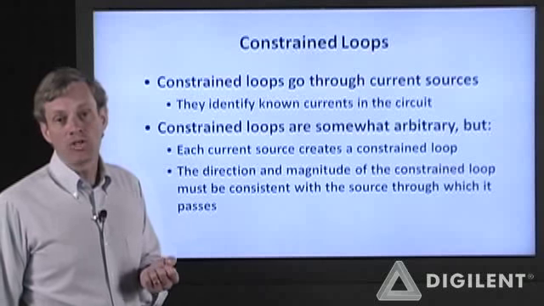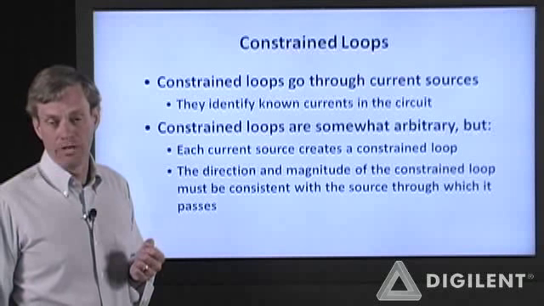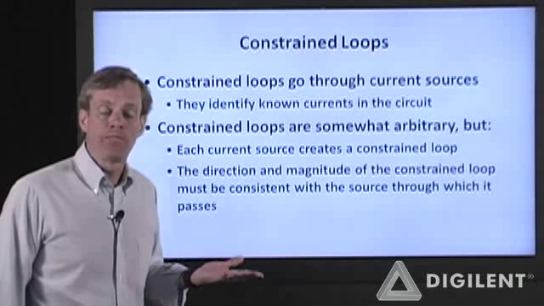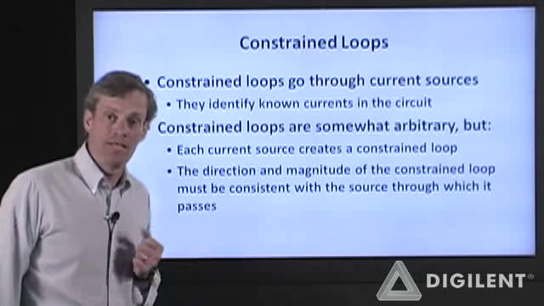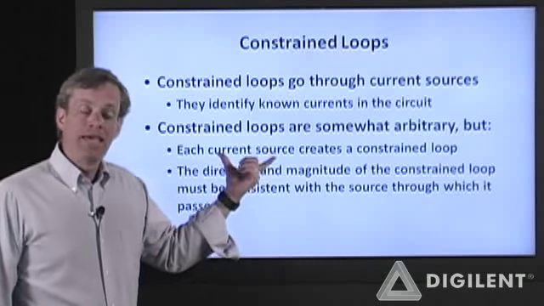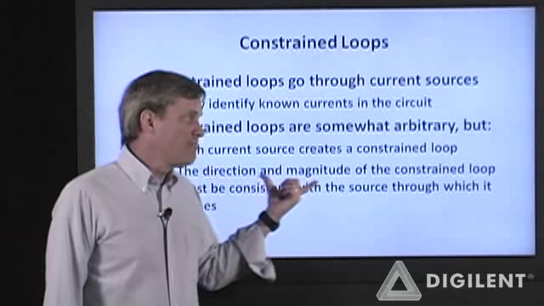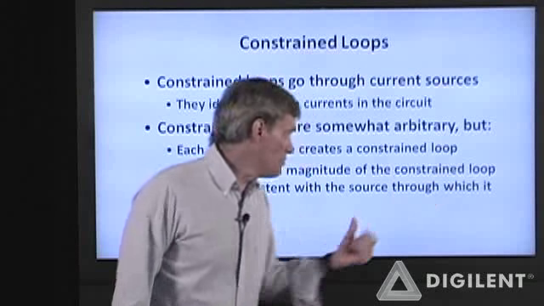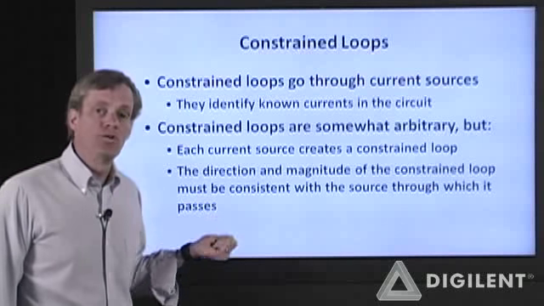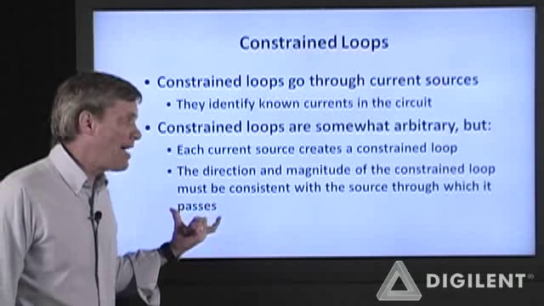In general, each current source has a constrained loop going through it. And in fact, each current source should have one and only one constrained loop going through it. Now, that's not a solid requirement, but that's a typical way to approach this to make your life easy. When you create a constrained loop, each of those will pass through a current source. The direction and magnitude of the constrained loop must be consistent with the direction and magnitude of the current going through the current source. Okay, those have to agree.